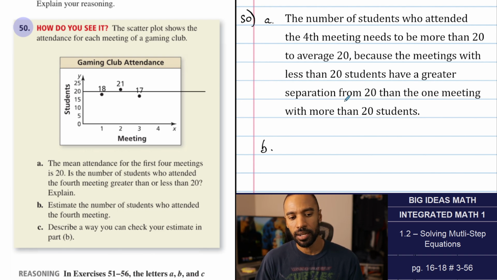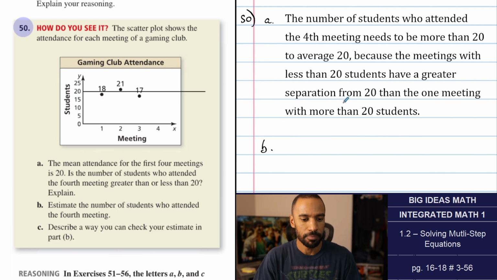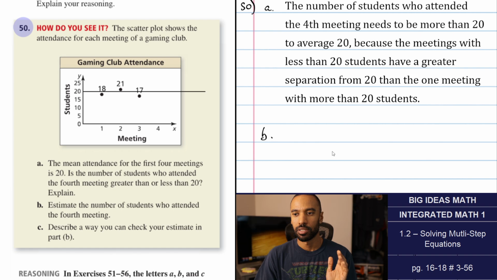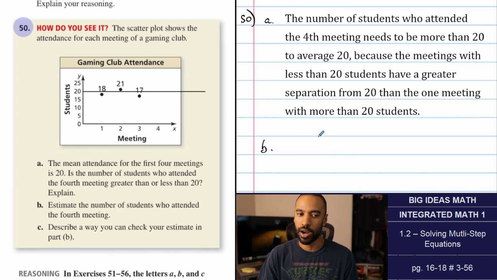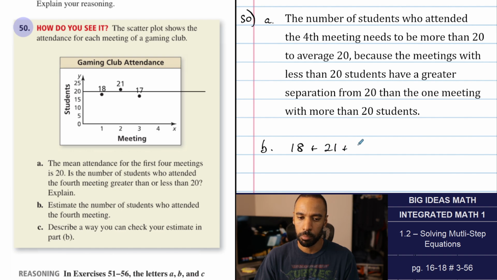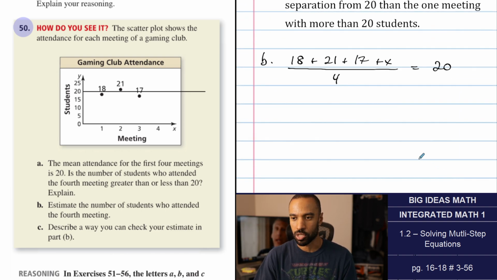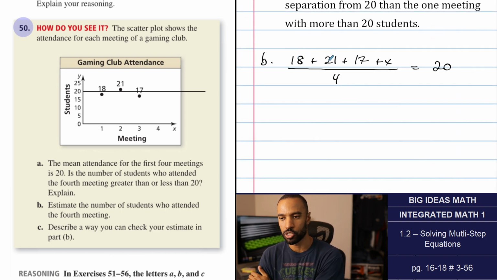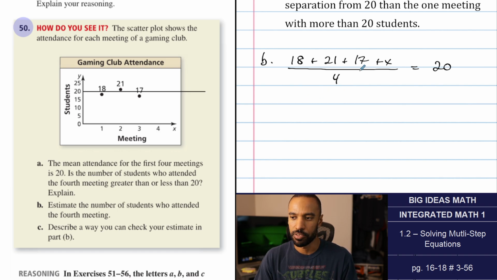It says estimate the number of students who attended the fourth meeting. This is where we do the math. So this is 18 plus 21 plus 17 plus this unknown number that we have. And when we average this out, we will divide by how many meetings there were, 4, and this will end up being 20 students per meeting. This is where we have to solve for x. 18 plus 21 is 39, plus 17 is 56. So we have 56 plus x, all divided by 4, equals 20.